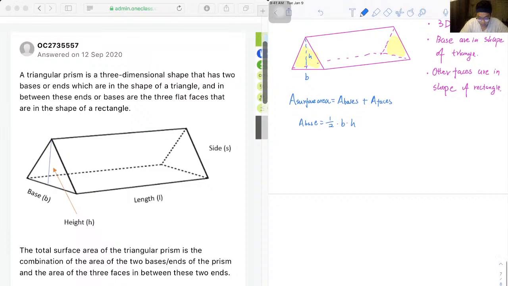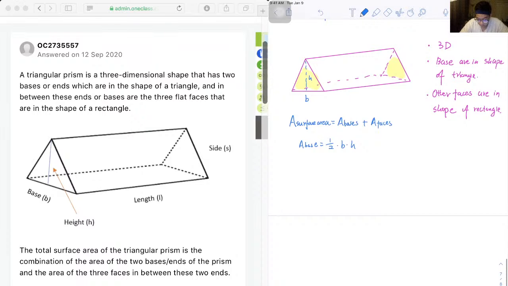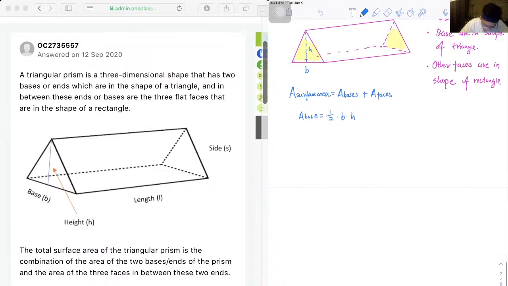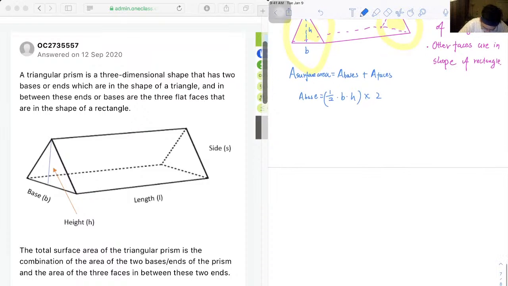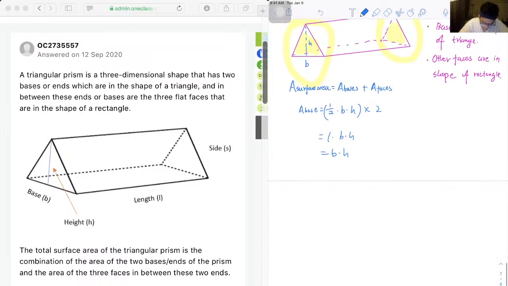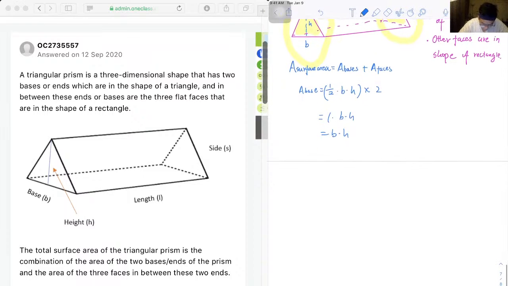But recall that we've got two bases and they are both in the shape of a triangle. So we need to multiply by 2, because we've got one right here and another one right there, right? Since there are two ends of the prism, we multiply the equation by 2. So 1/2 times 2 is equal to 1. So we get 1 times b times h, which gives us b times h. Okay, so we're done with the base part.